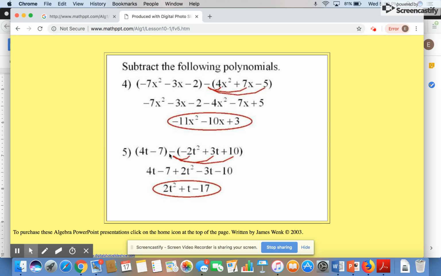And then lastly, you distribute here. You keep your 4t minus 7. You distribute, becomes 2t squared, negative 3t, negative 10. And you always want to put it where your highest exponent comes first. So here you have your t squared, so you put your 2t squared here. You combine your t's, 4 minus 3 becomes just 1, so you just put t. You have your negative 7 minus 10 becomes negative 17. And that's your answer.